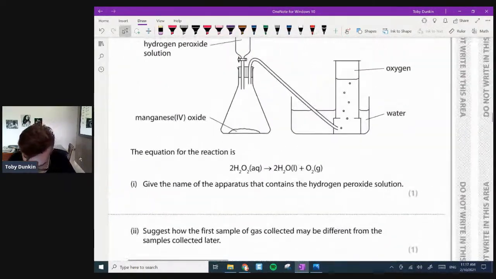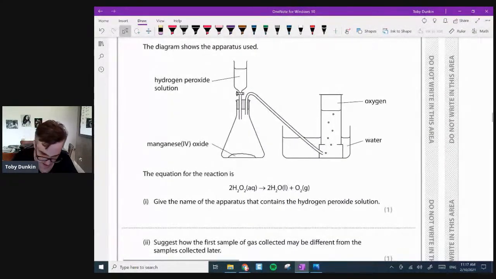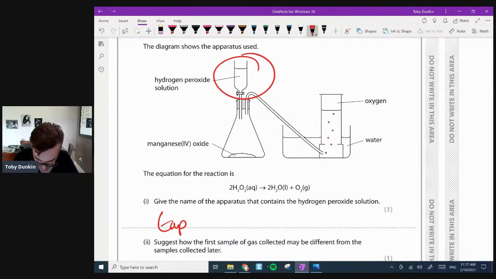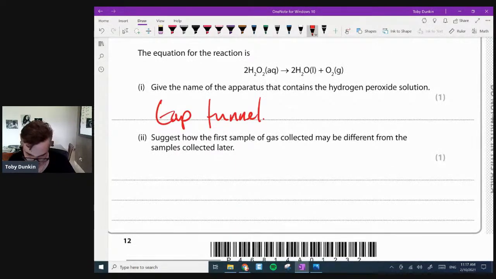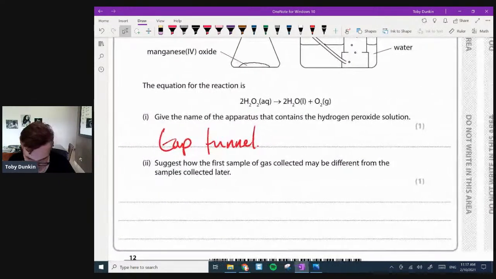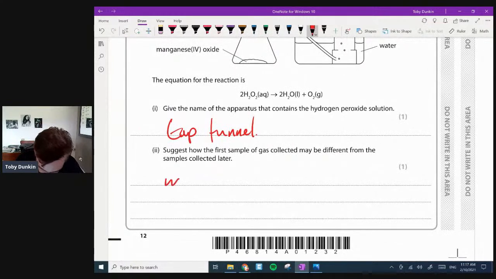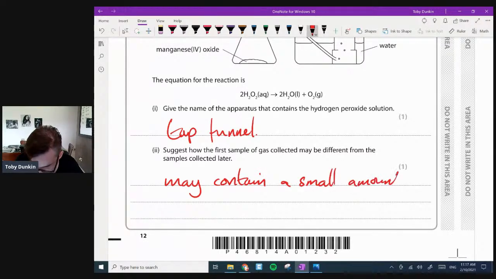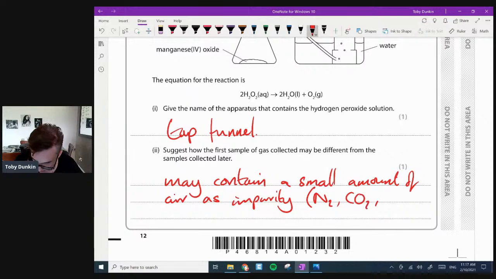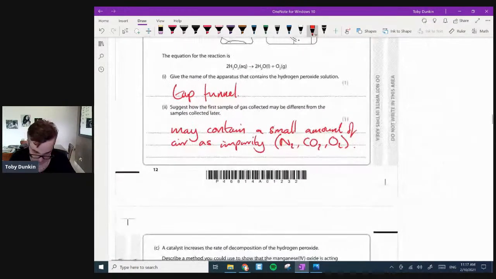Give the name of the apparatus that contains the hydrogen peroxide. This is called a tap funnel. A tap funnel, just got to know those. Watch out for the thistle funnel as well. Suggest how the first sample of gas collected may be different from the samples collected later, because it will contain a small amount of air. May contain a small amount of air as impurity. Yeah, brackets, nitrogen, CO2, oxygen. Always nice to put all those in.